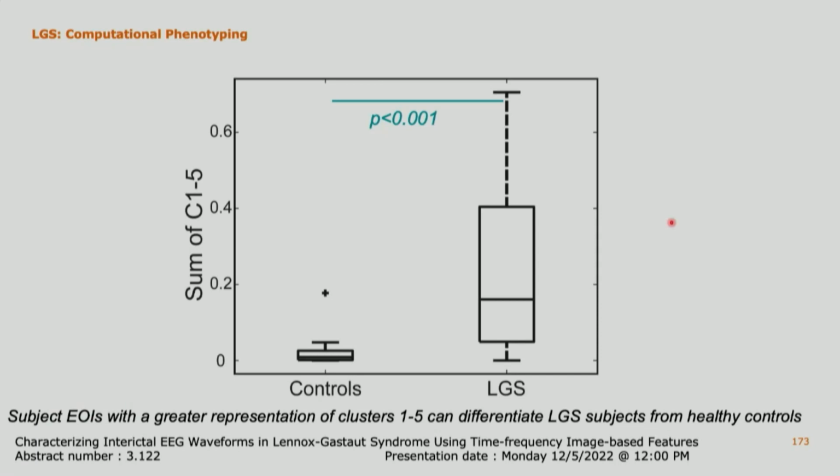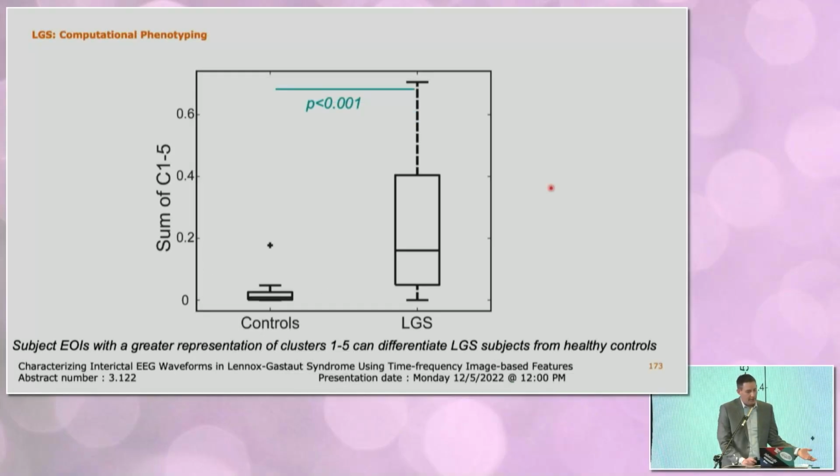Using the first 5 clusters together, trying to separate controls versus LGS kids appears to be pretty significantly easy to do with p-values less than 0.001. So, and this is again completely objective. We just have the computer cluster these things and tell us where the separation is.